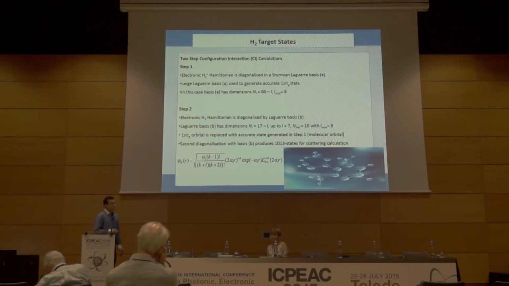What we do is we diagonalize the electronic H2 plus Hamiltonian with a large Laguerre basis, and we generate an accurate 1sσg state, the ground state, and we save that.